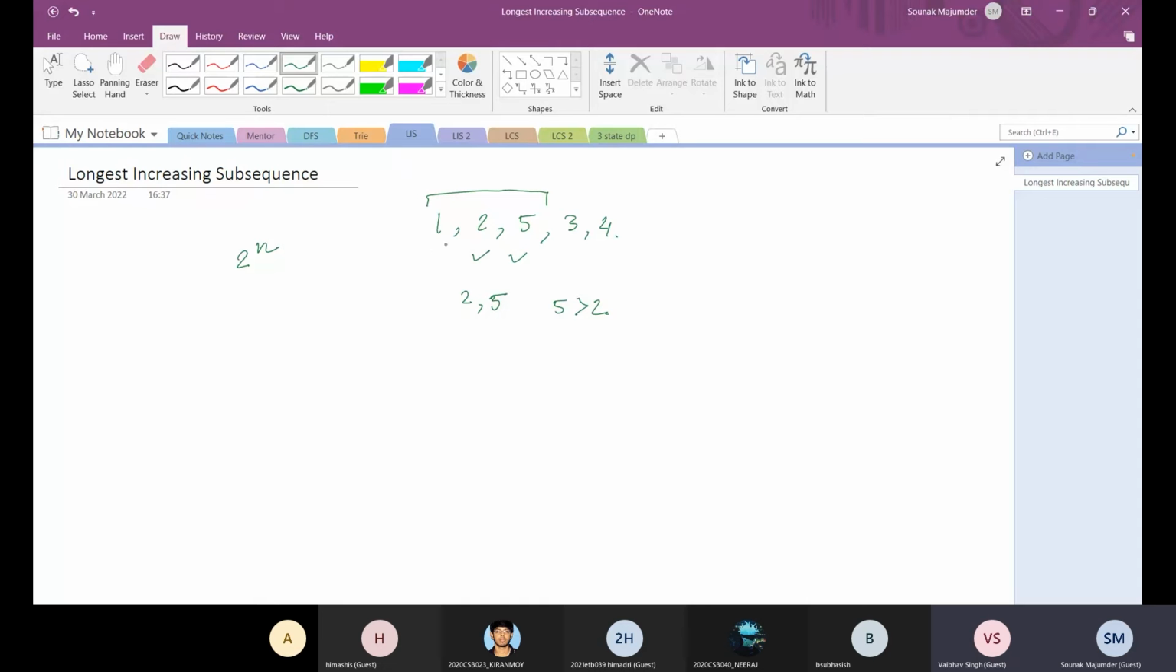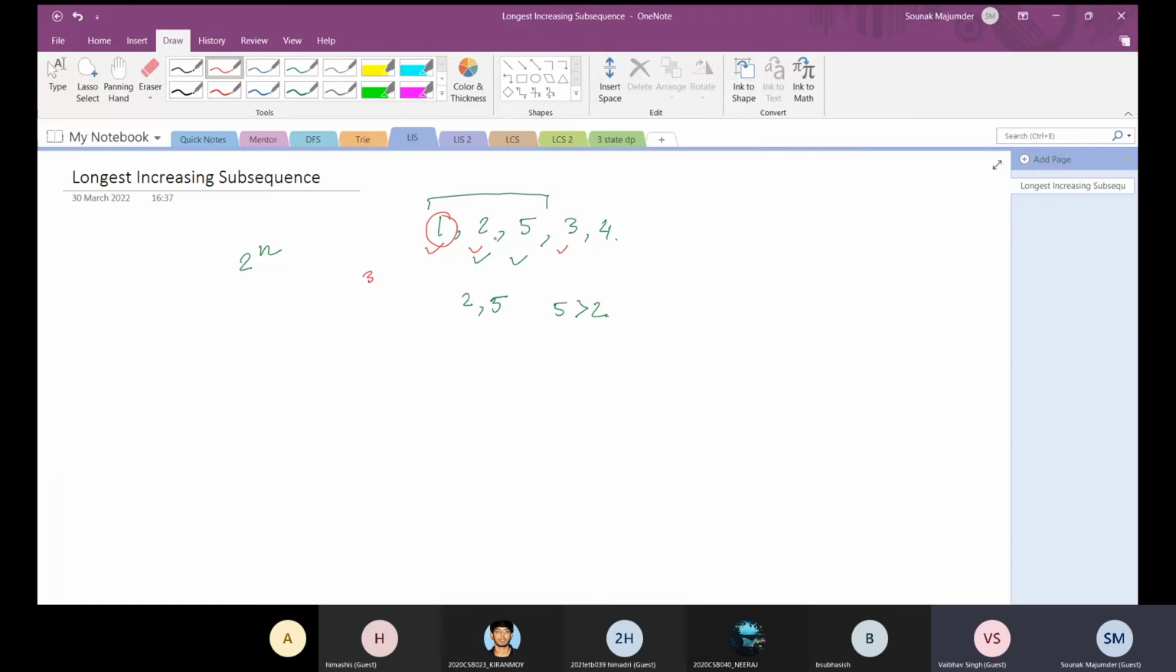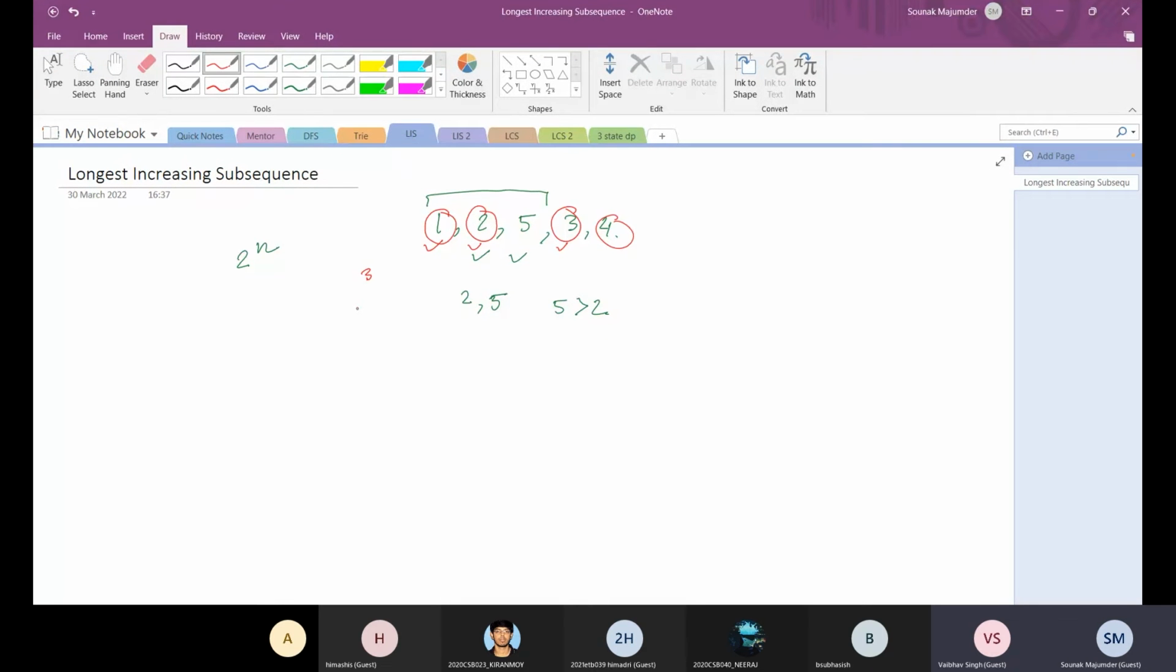Another subsequence, say 1 2 and 3, this is also an increasing subsequence. 2 is greater than 1, 3 is greater than 2, and its length is also 3. But these are not the longest. For the longest, if we choose 1 2 3 and 4, then this is an increasing subsequence and its length is 4. We can check that this is the longest subsequence. So this is a pretty standard DP question that you can see.